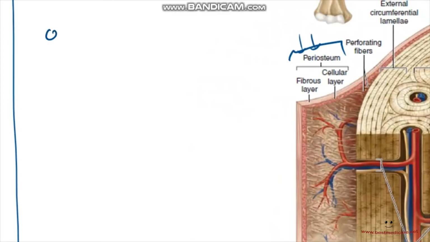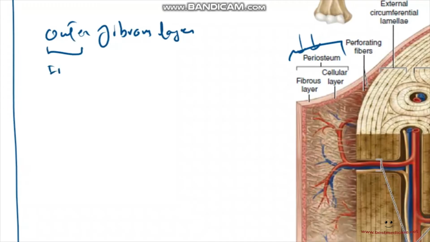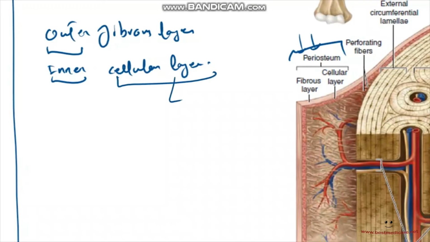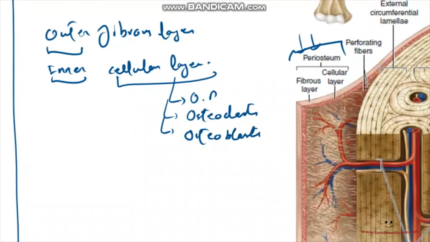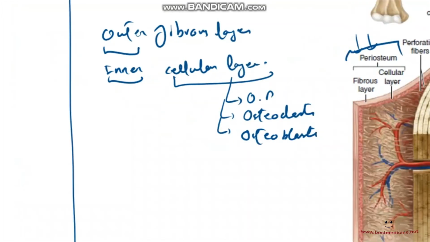So it has the outer fibrous layer, which is the outer layer, and the inner cellular layer. Inner cellular layer and outer fibrous layer. The cellular layer contains three different kinds of cells: osteoprogenitor cells, osteoclasts, and osteoblasts. This is the periosteum.